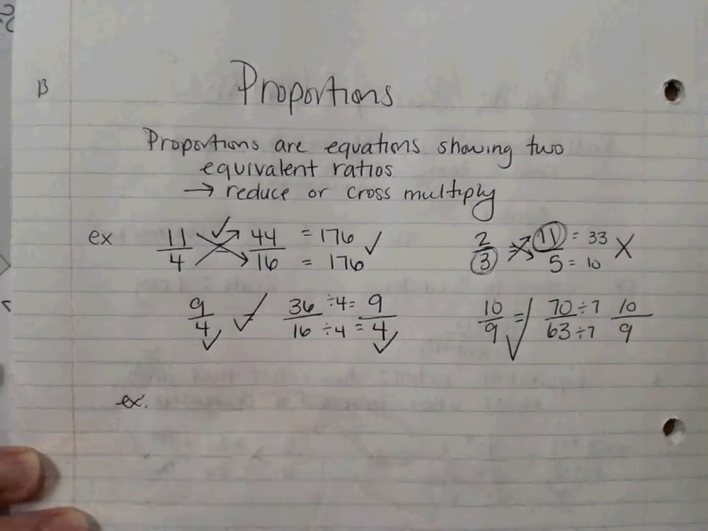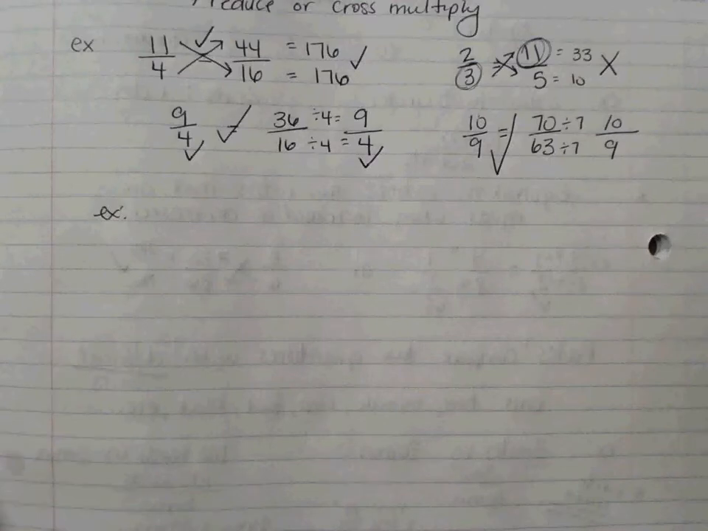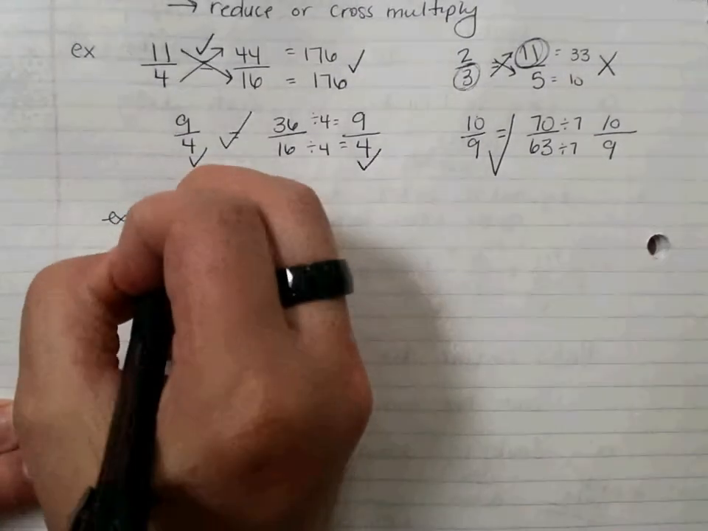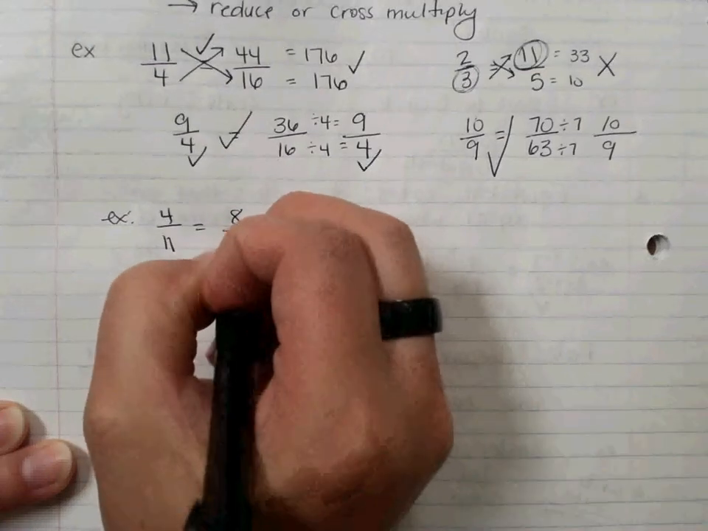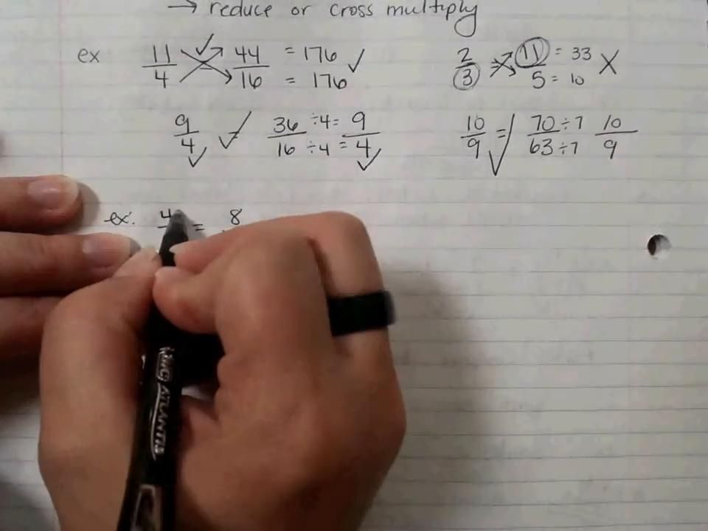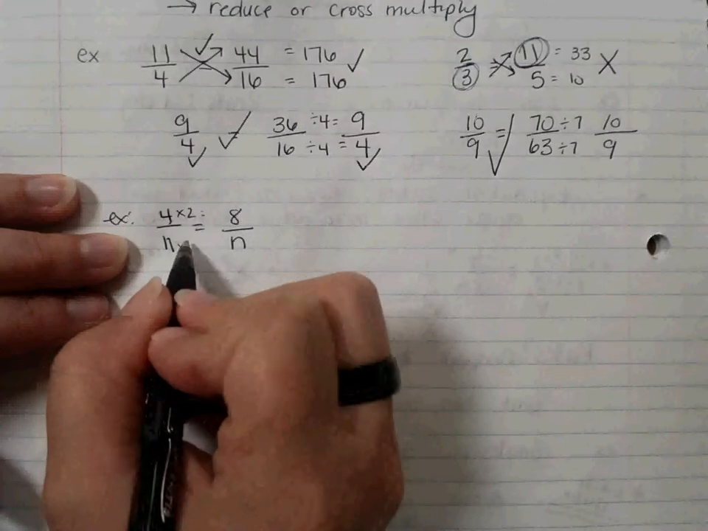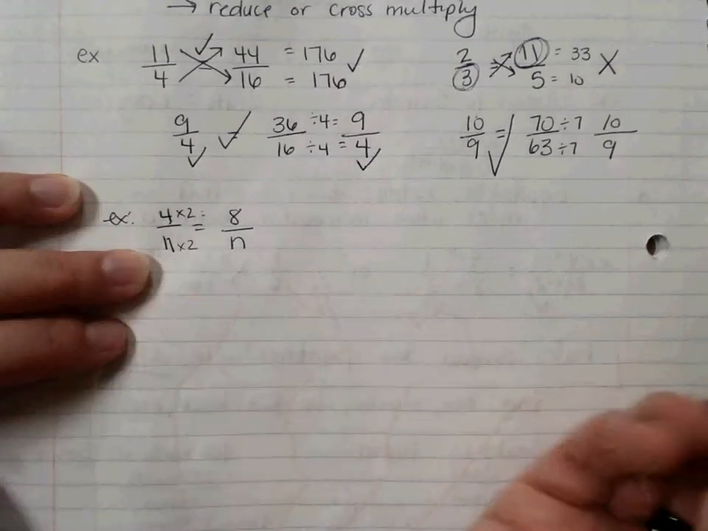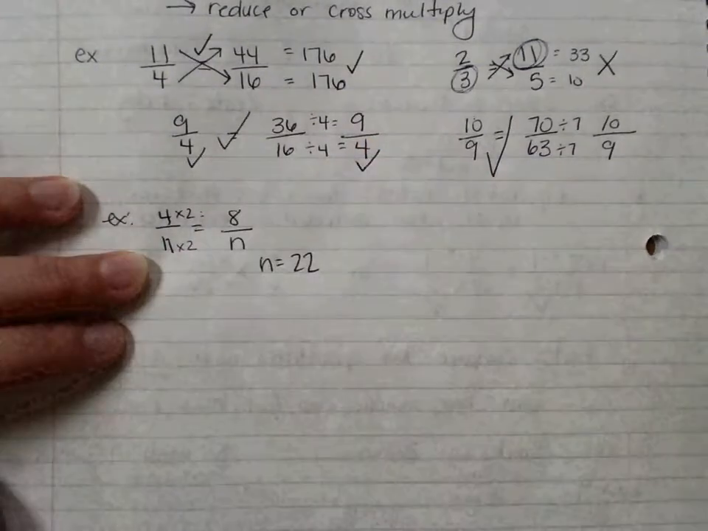For example, ones that you actually have to try to solve. For example, if I give you 4 over 11 is equal to 8 over n, some number. Two ways you can do this. You can say, oh, well, 4 times 2 equals 8. If I multiply by 2 on the top, I've got to multiply by 2 on the bottom. So 11 times 2 is 22. So n equals 22.